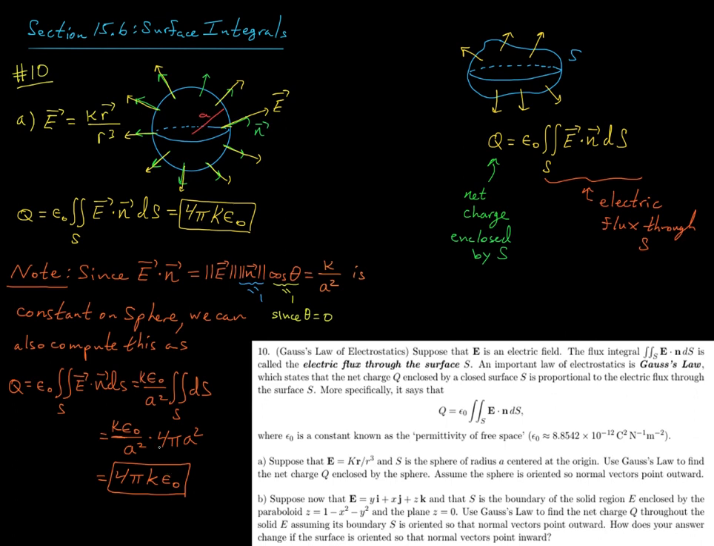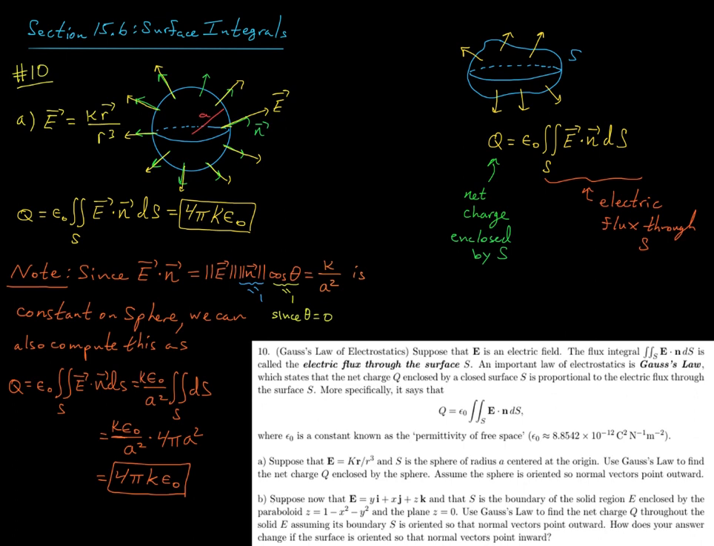So if you take a course in electricity and magnetism, this is likely how you will proceed in computing net charge. You'll take advantage of things like symmetry and the fact that this dot product is just constant over your surface, so it winds up really boiling down to just a surface area calculation. Well, in any event, let's press on now to B.